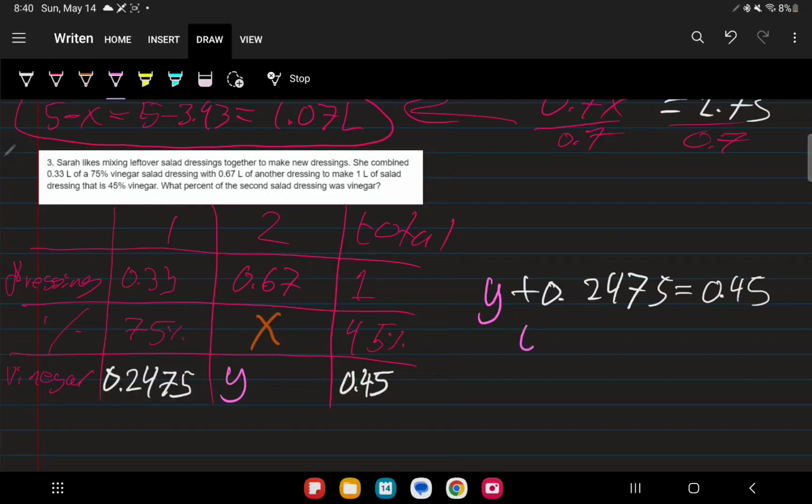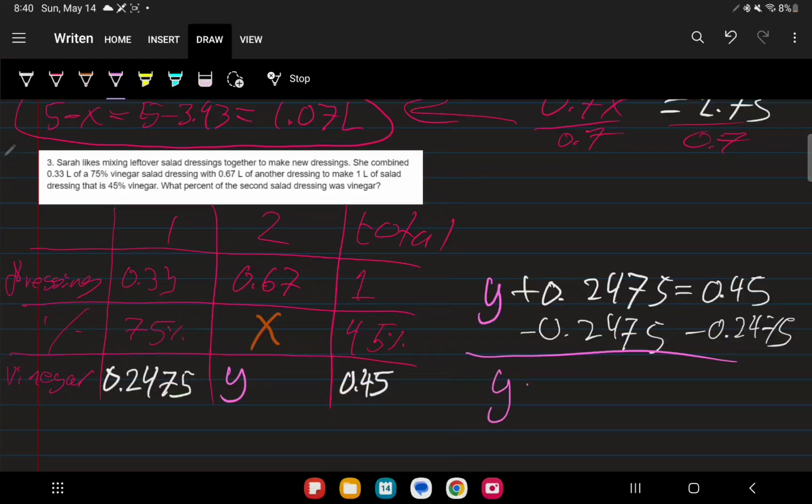And we can solve for y by subtracting this number from both sides. So, we get 0.45 minus this monstrosity, and we get y is equal to 0.2025. Okay. So we get 0.2025, and I can now solve for x.